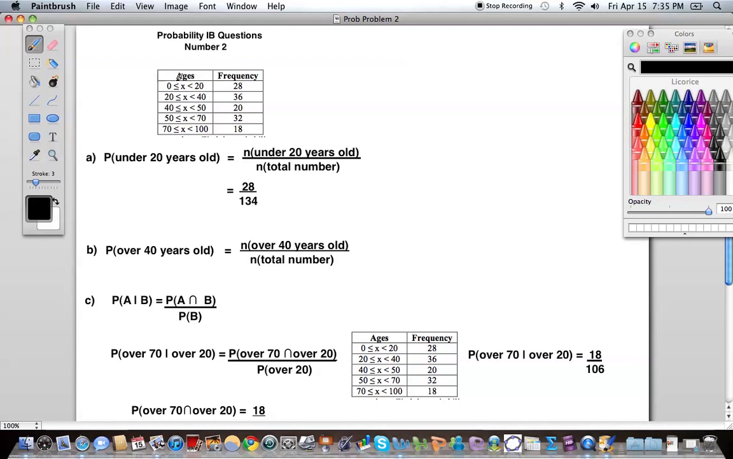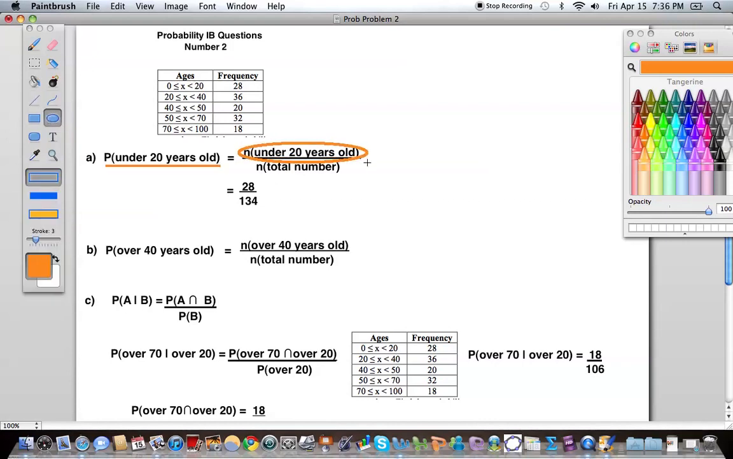For part A, we're looking for the probability of choosing a passenger at random and finding that passenger is under 20 years old. So it says find the probability that the passenger is under 20 years old, which we have right here. We know that the probability of randomly choosing a passenger who's under 20 years old is equal to the number of ways that we can choose that passenger that is under 20 years old divided by the number of total ways.